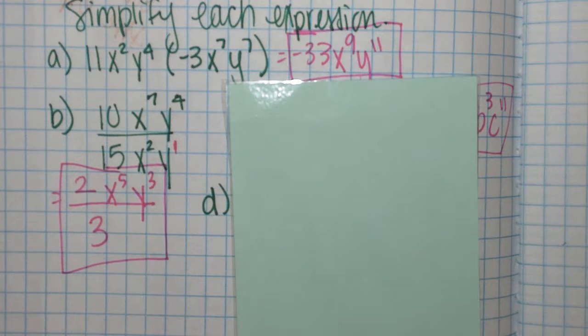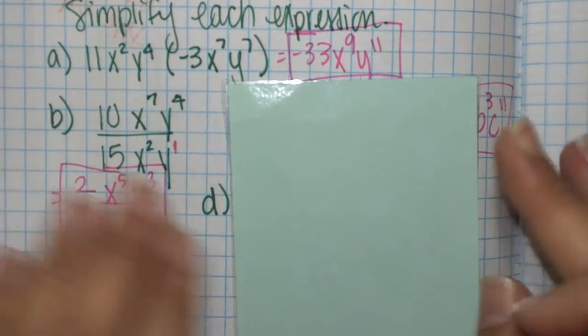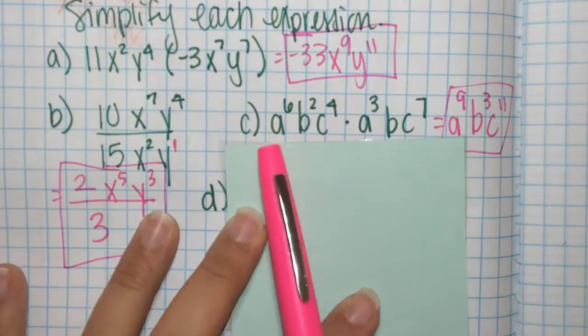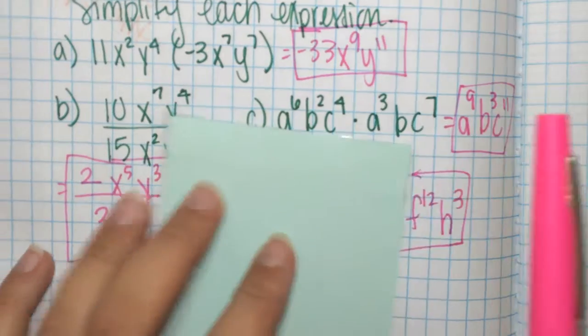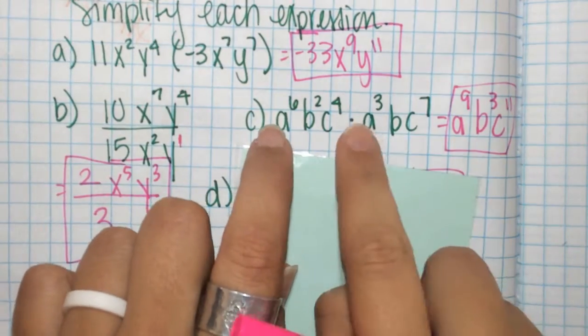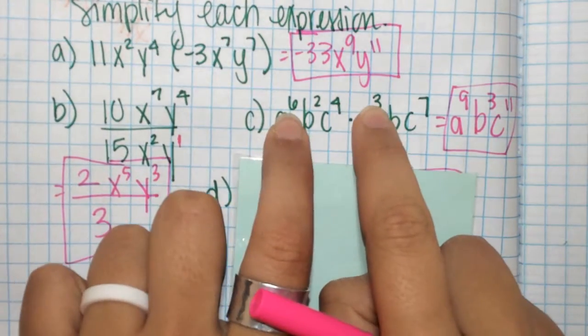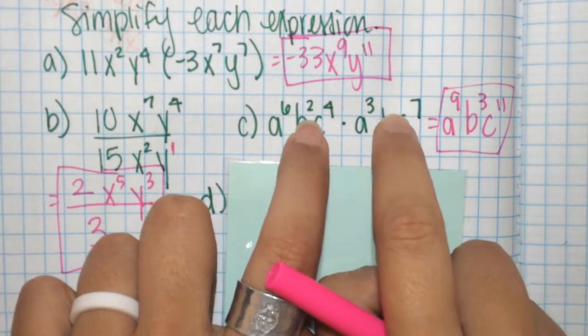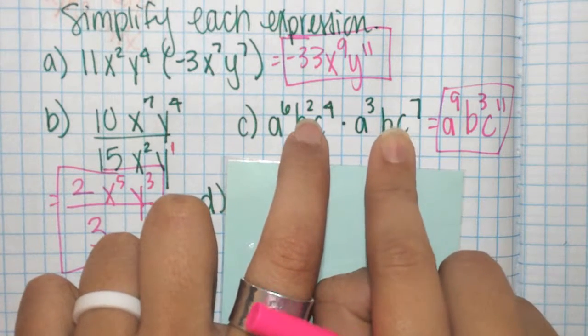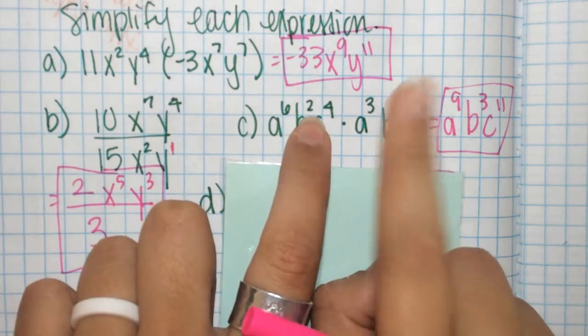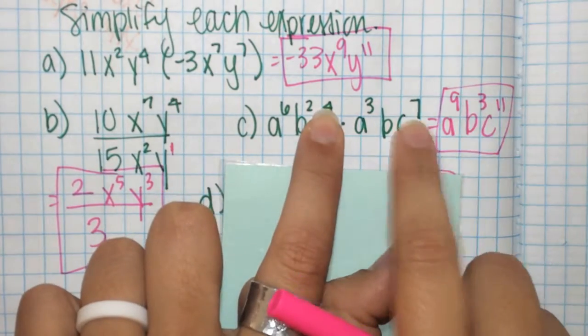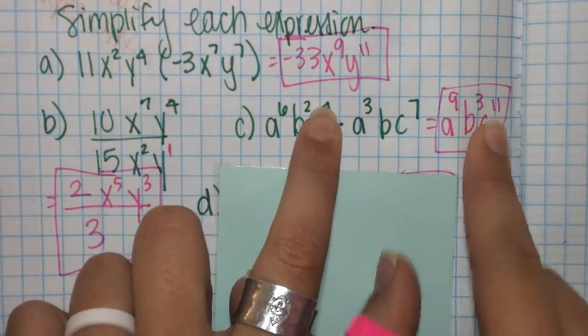Good job. All right, C. We multiply like bases, so we add the exponents. So we multiply our A's together. 6 plus 3 is 9. 2, what's the understood exponent right here? 1. So 2 plus 1 is? 3. And 4 plus 7 is?